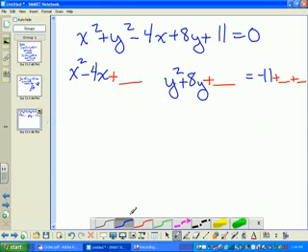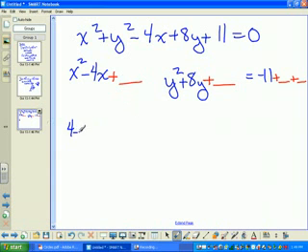Half and square. Yep, I'll agree with that. So we're going to take our 4, half it, we get 2, square it, we're going to have 4. So that's going to go in which one? The first one. And then it's going to go in that one as well.